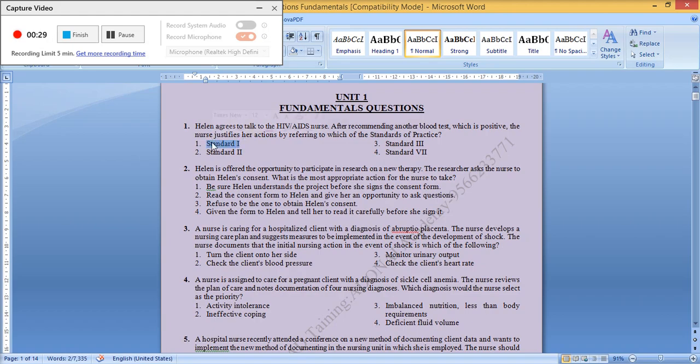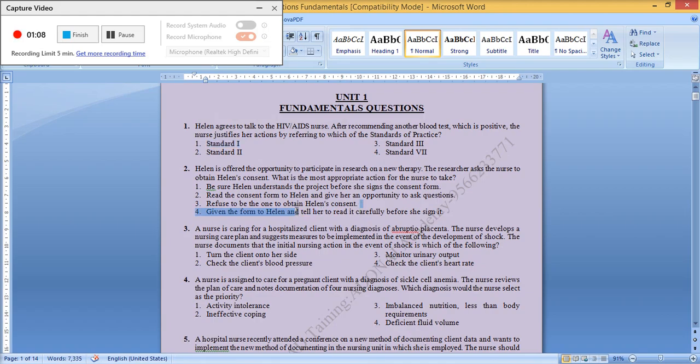2. Helen is offered the opportunity to participate in research on a new therapy. The researcher asks the nurse to obtain Helen's consent. What is the most appropriate action for the nurse to take? 1. Be sure Helen understands the project before she signs the consent form. 2. Read the consent form to Helen and give her an opportunity to ask questions. 3. Refuse to be the one to obtain Helen's consent. 4. Give the form to Helen and tell her to read it carefully before she signs it.